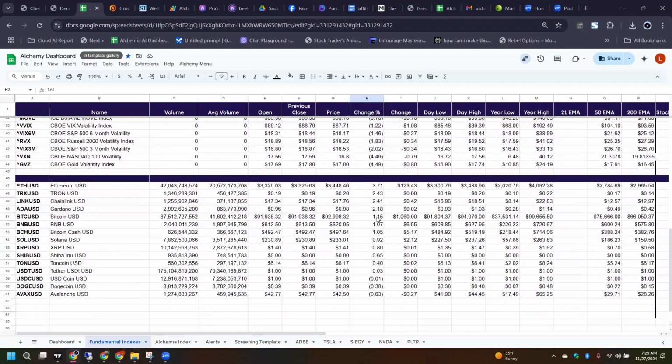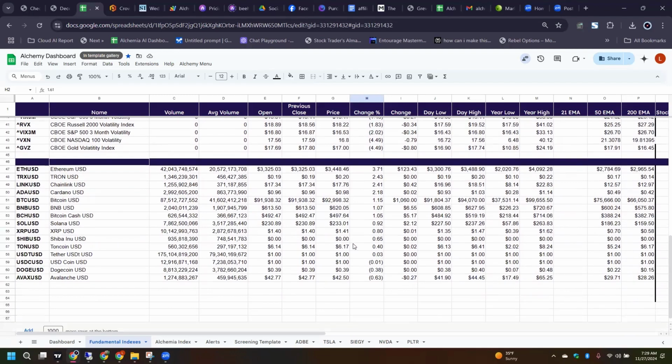BTC is moving a little bit. Where's my... okay, XRP is up 1.41% at $1.40. Okay, I think we've established a new support at $1.30 on that.